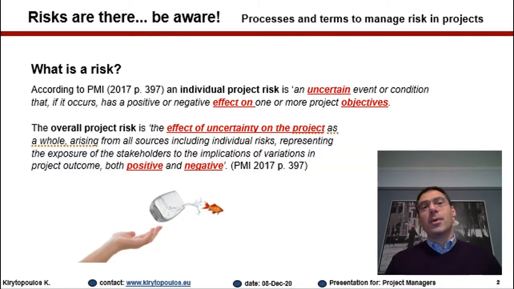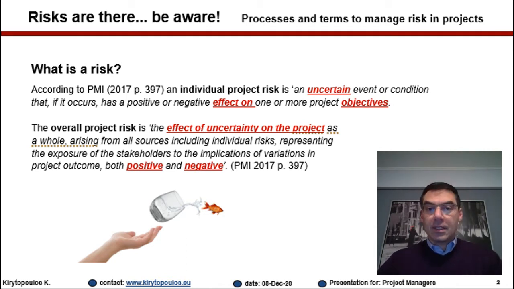But first of all, let's talk about what is a risk. So the risk, according to all the known definitions, is something related to uncertainty. According to the Project Management Institute, a risk is an uncertain event. An event that, if it occurs, will have an effect, positive or negative, to one or more of the project objectives. So the key here is the word uncertainty. You cannot have a risk if you don't have an uncertainty, so something uncertain.